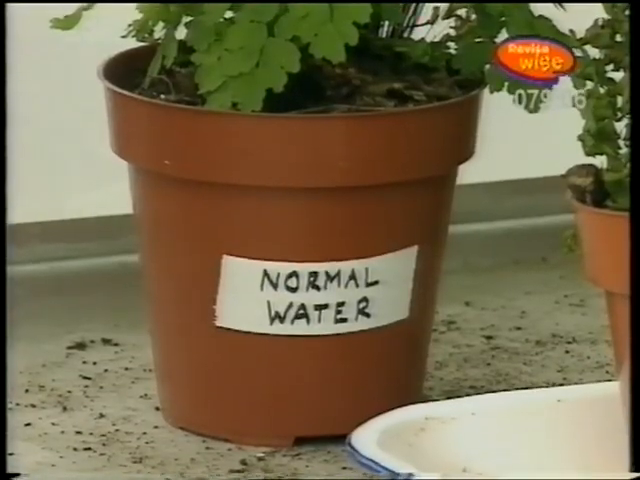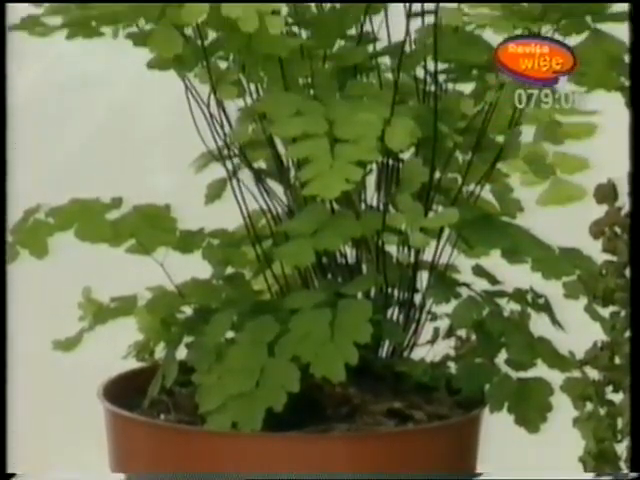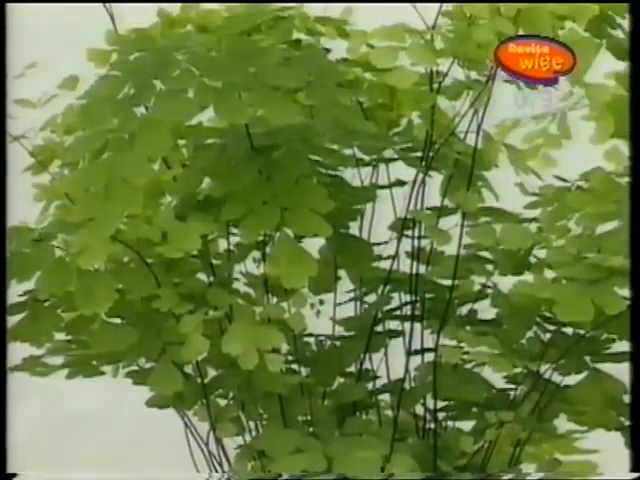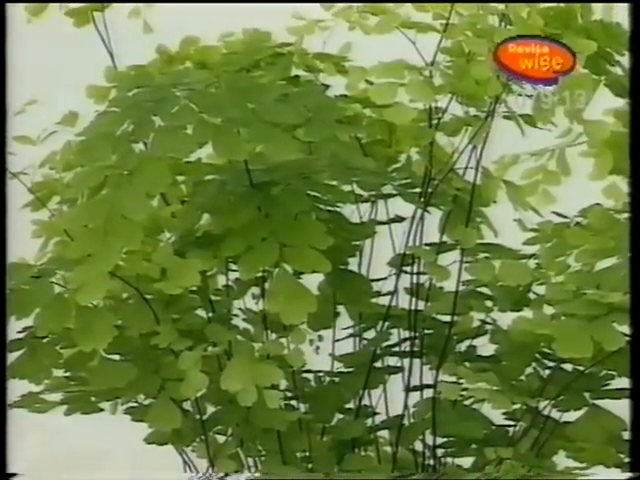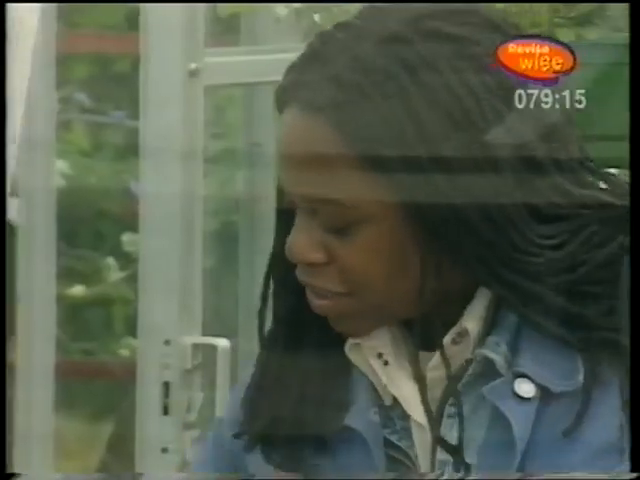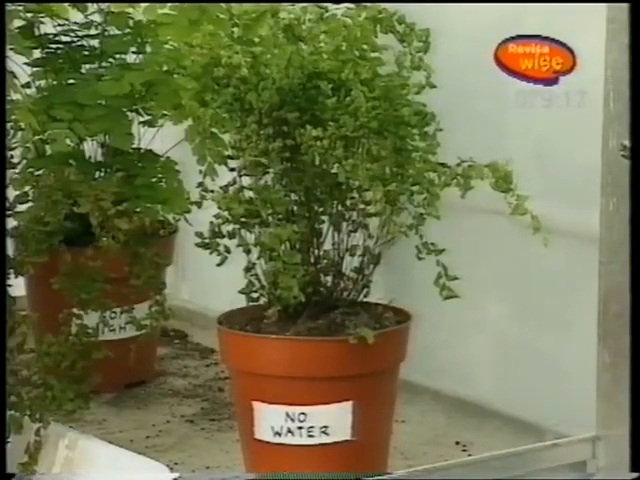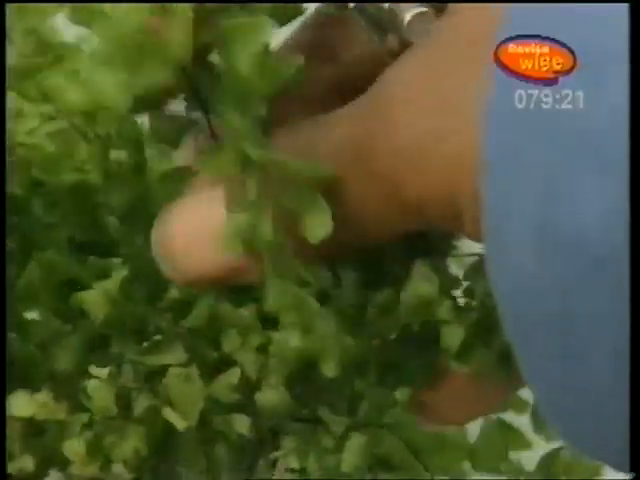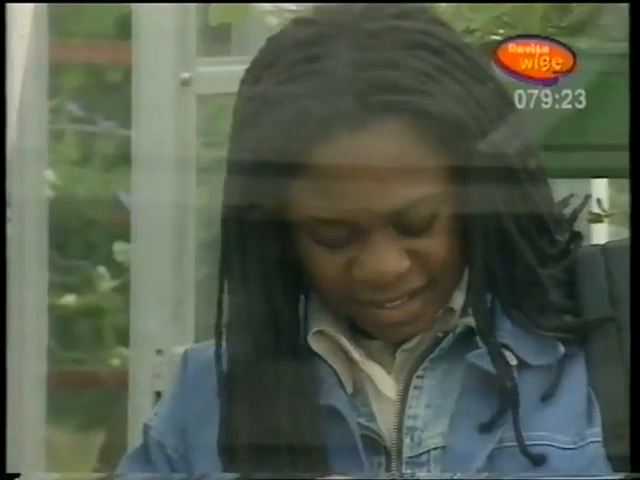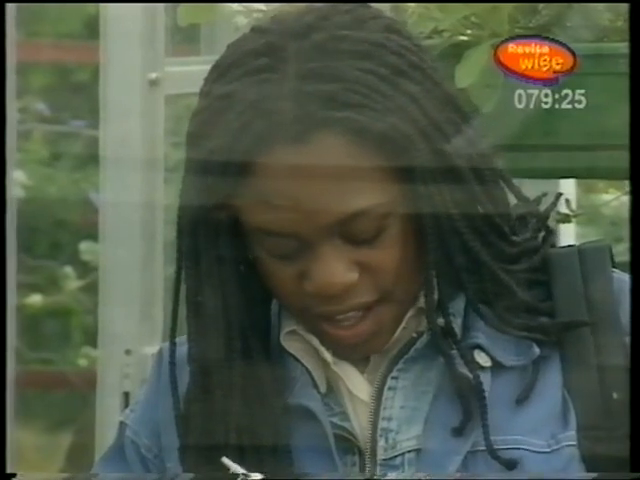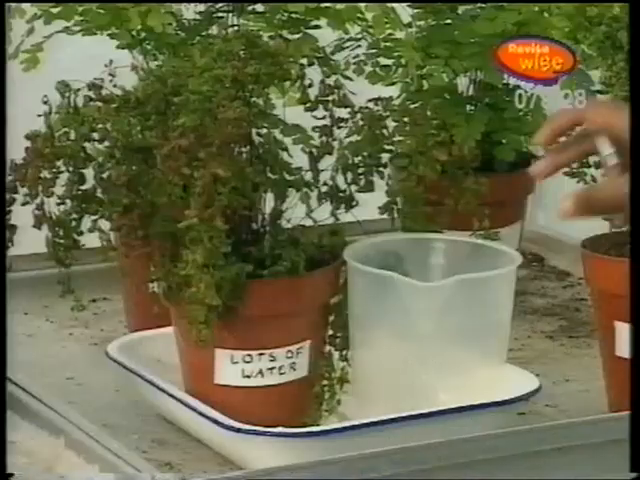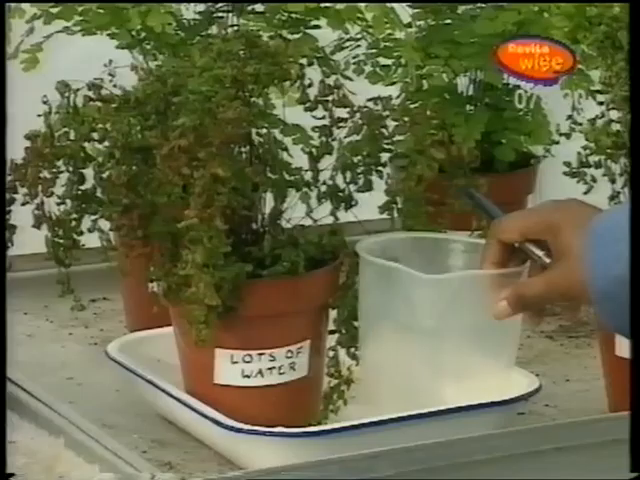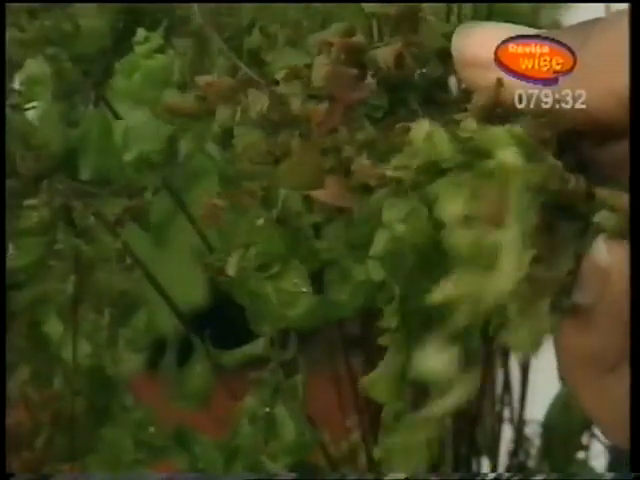Okay, let's check the water experiment. The normal watering plant is healthy. The plant that had no water at all is crispy. The plant that had lots of water has gone curly.